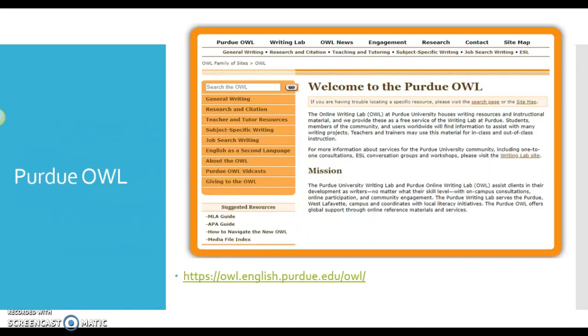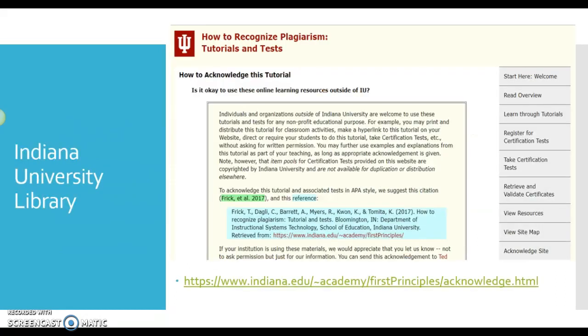One website I use frequently in my courses is the Purdue OWL, and OWL stands for Online Writing Lab. This has great information about grammar, citations, all sorts of things. We can see that their website says that they provide a free service. Students, members of the community, and users worldwide will find information. Teachers and trainers can use this material for in-class and out-of-class instruction. So they are sharing this material. This can be something that I can use without worry.